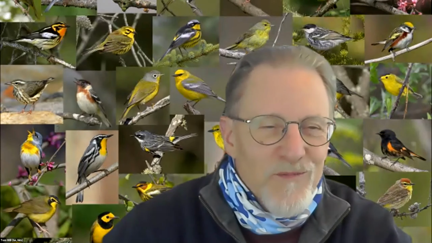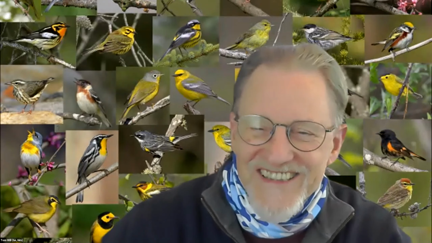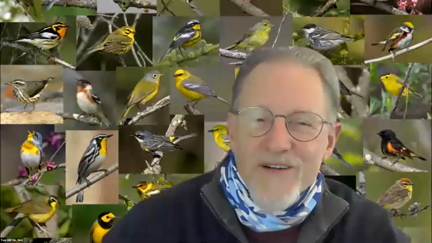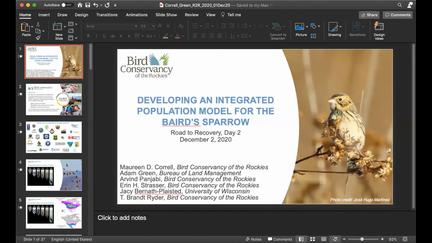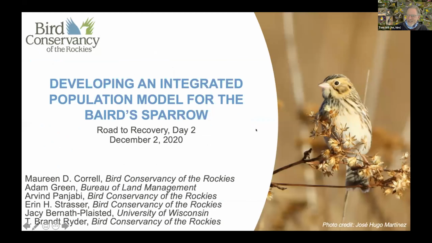We'll move from shorebird to grassland birds next. And Mo Carell and Adam Green will be talking about developing an integrated population model for the Baird sparrow. And I hear on the grapevine that we're pretty close to really understanding a lot of stuff about Baird sparrow. Fill us in. Mo is research director at the Bird Conservancy of the Rockies, and Adam Green did most of his work there, but now works for the Bureau of Land Management and is stationed in Denver. So thanks very much for contributing your insights, and take it away, Mo.